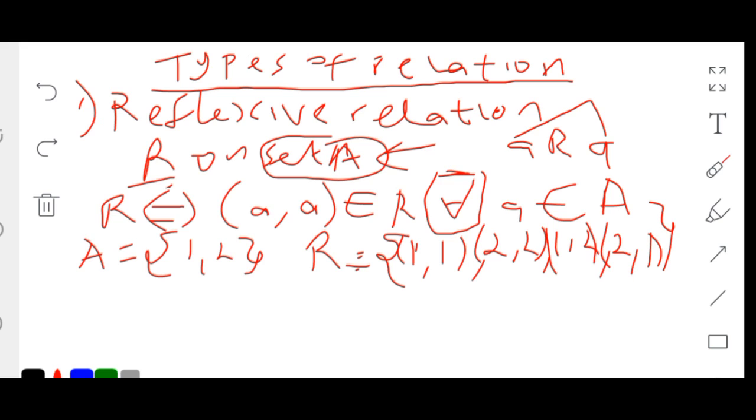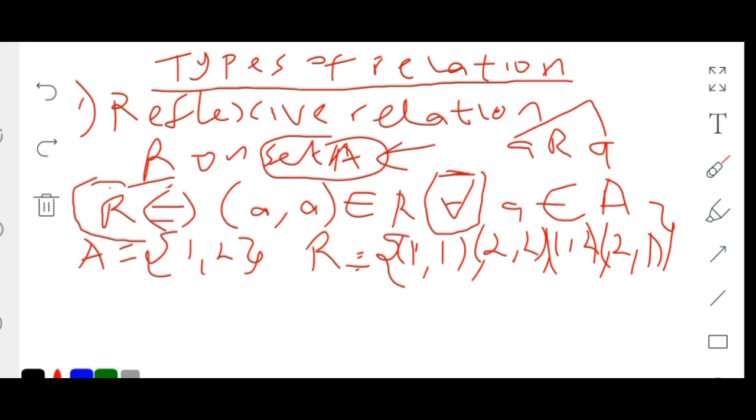They are reflecting back to set A. Let's check it very well. Look at it: (1,1) is in set A, (2,2) is in set A, (1,2) is in set A, (2,1) is in set A. That is to say, every element in this relation is relating back to set A. That is why this is correct.